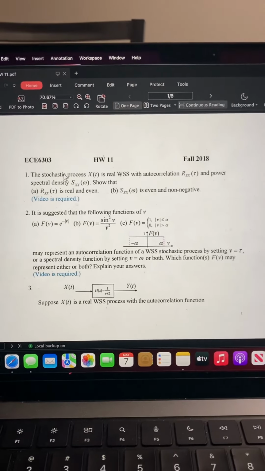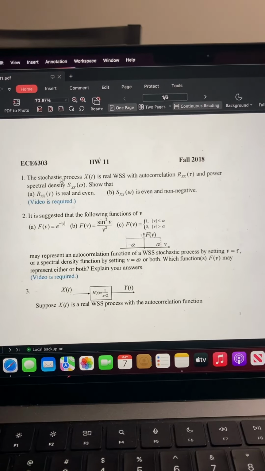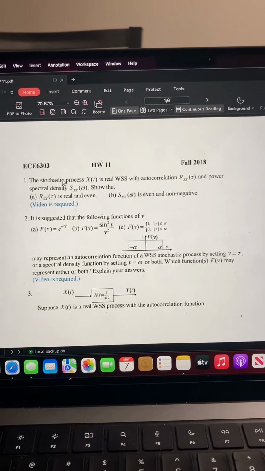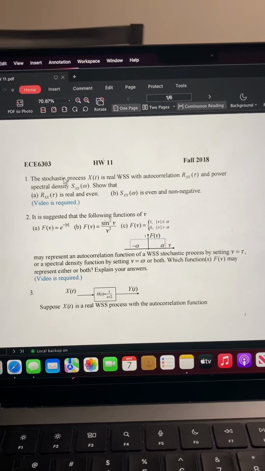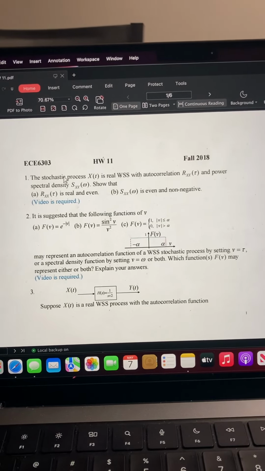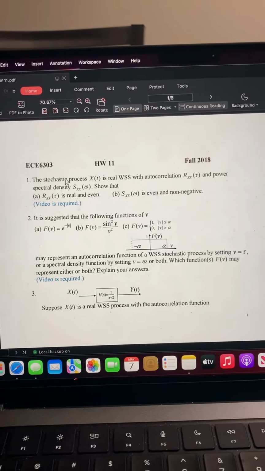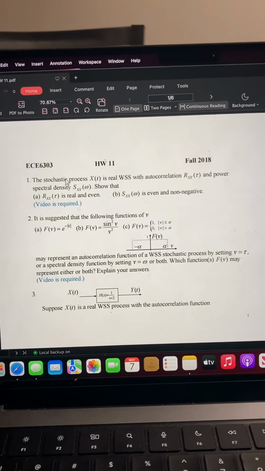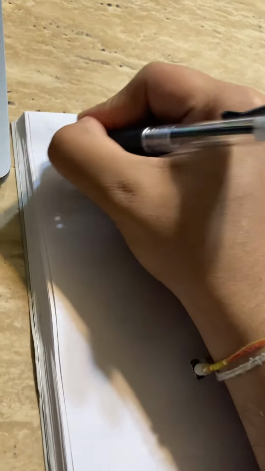So let us look at question number 2. In question number 2, we are given three functions of v, and we are asked whether they represent an autocorrelation function of a WSS process, a spectral density function, or both. So let us look at how to solve this problem. Let us look at part A first.